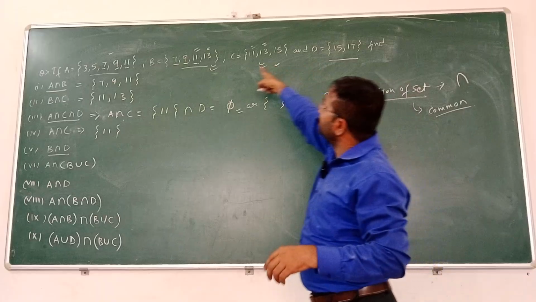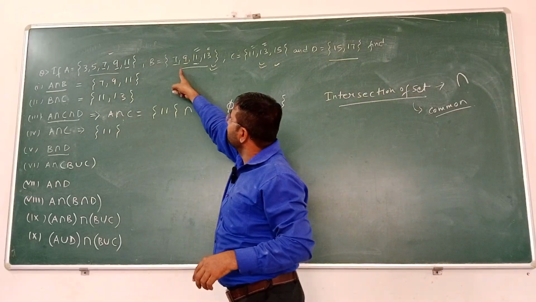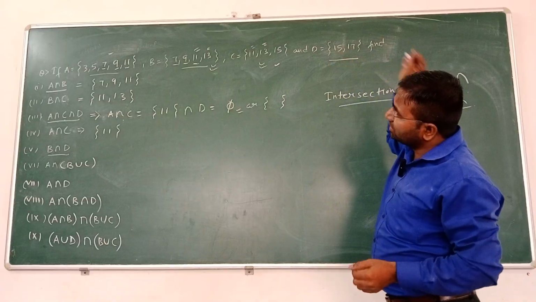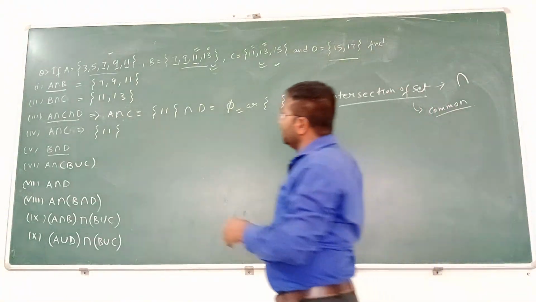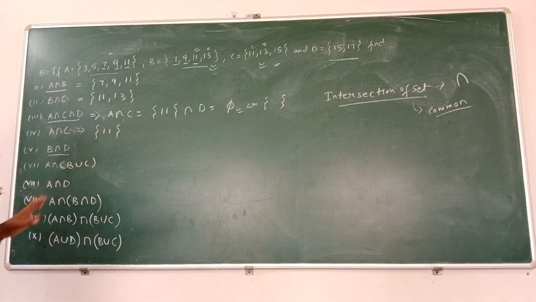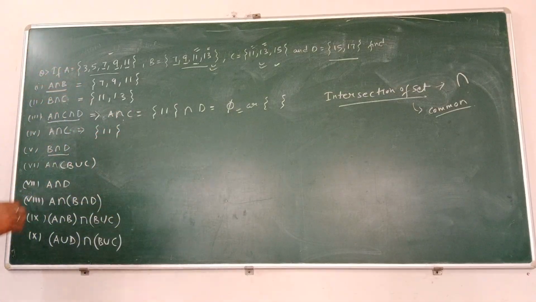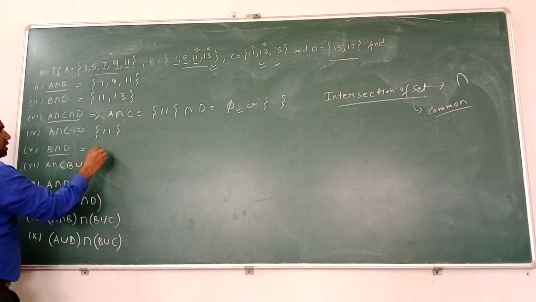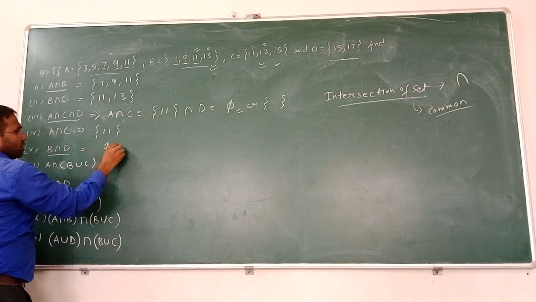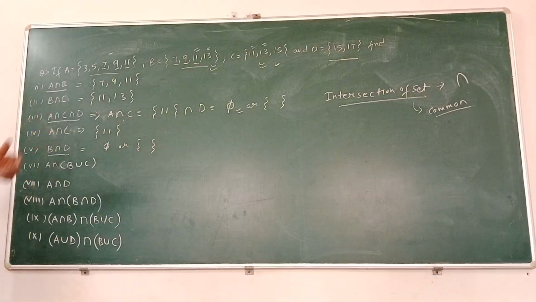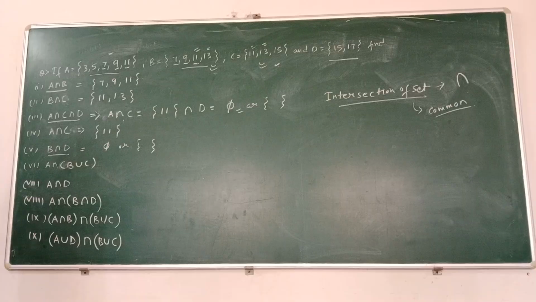So in B and D, is any common element there? 7, 9, 11, 13 is there. In this, 15 and 17. So I think no element is there. No common element is there in B and D. See, 15, 17. No common element is there. So simply you will write what? ∅ or simply braces. Okay, see here. In this way you will write the intersection of B and D.